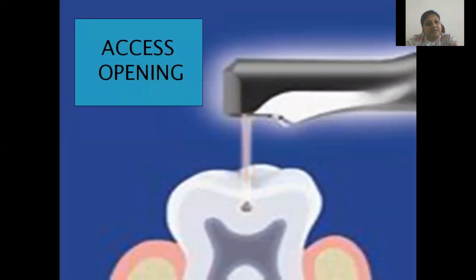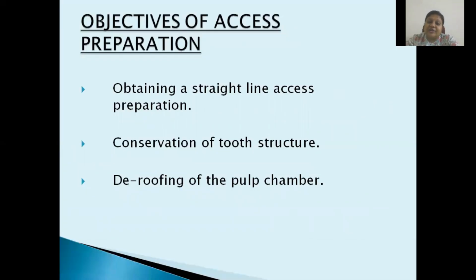We will start with the access opening straight away. What are the objectives of access preparation? The first objective is to obtain a straight line access preparation. Secondly, we need to conserve the tooth structure, the maximum tooth structure we can. Then thirdly, we need to de-roof the pulp chamber to obtain, again, a straight line access preparation.